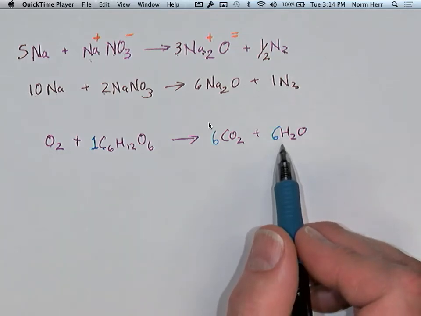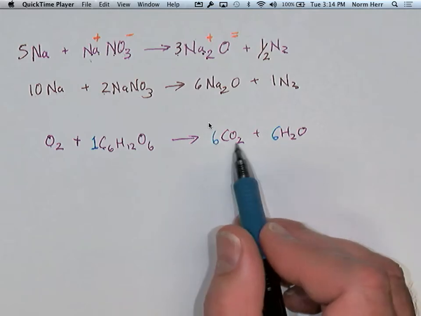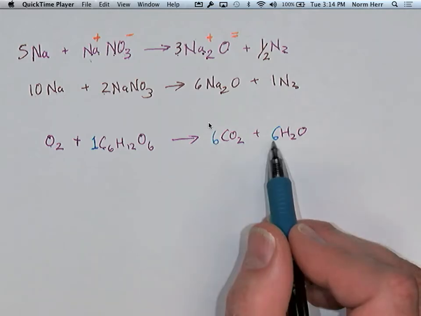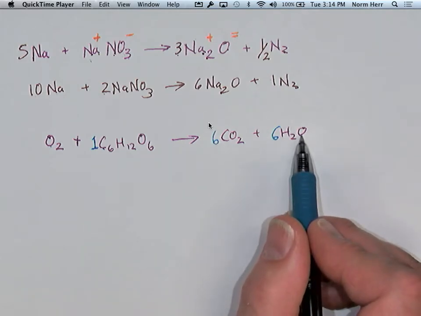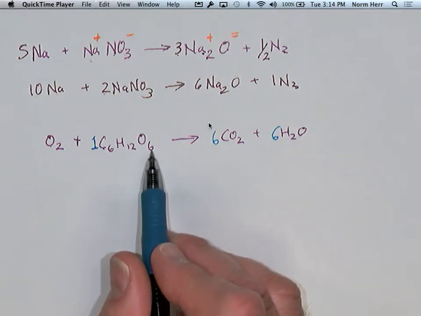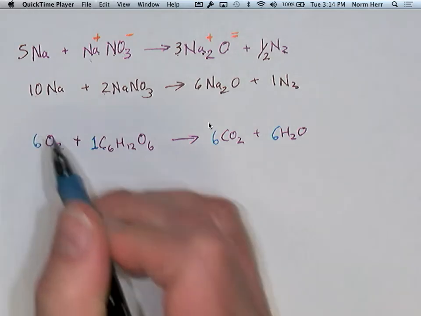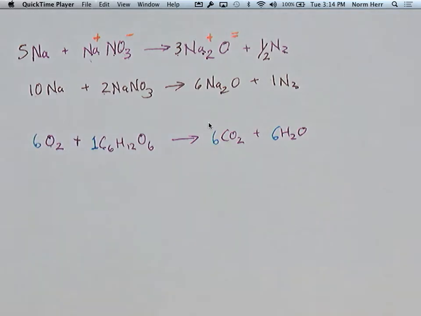Looking at this, we can see that this side here has 6 times 2, which is 12 oxygens plus 6 more, so there's 18 oxygens there. We have 6 here, which means that we need 12 more, so we can balance this out by multiplying it out to 6. And again, there's no need to do any reduction and so forth at that point.